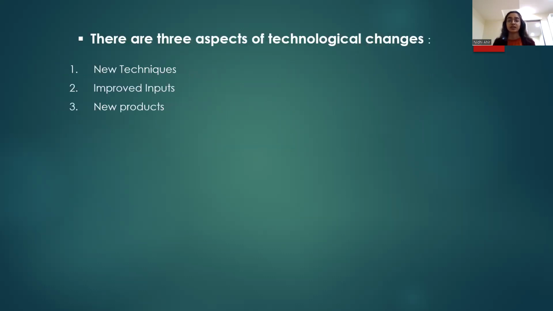There are three aspects of technological change. First one is new technique, second one is improved input, and the third one is new product.